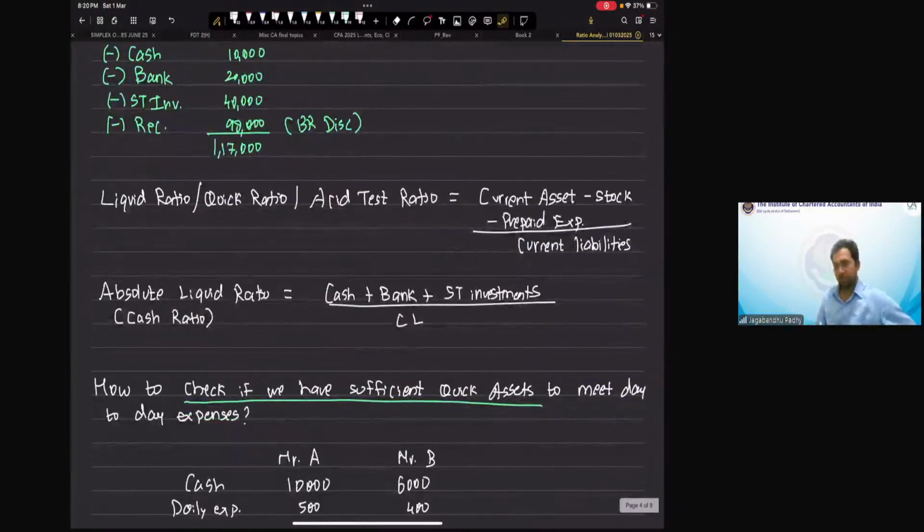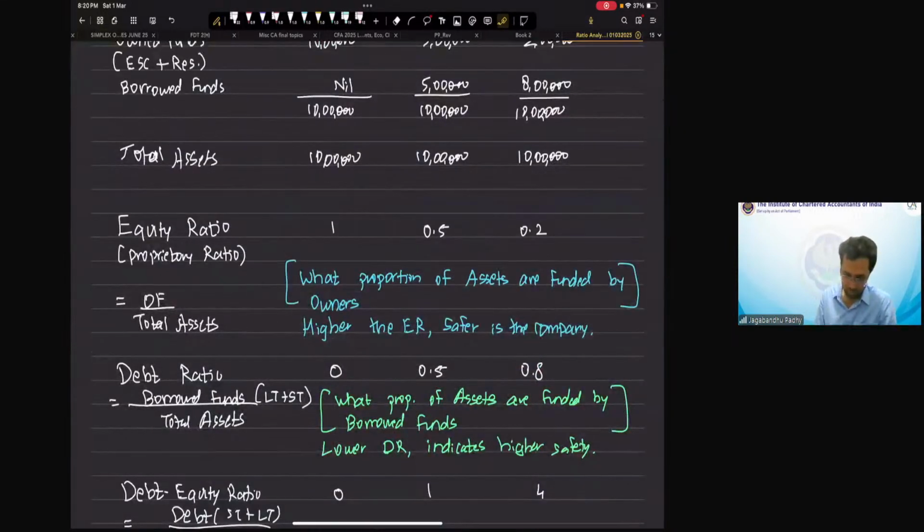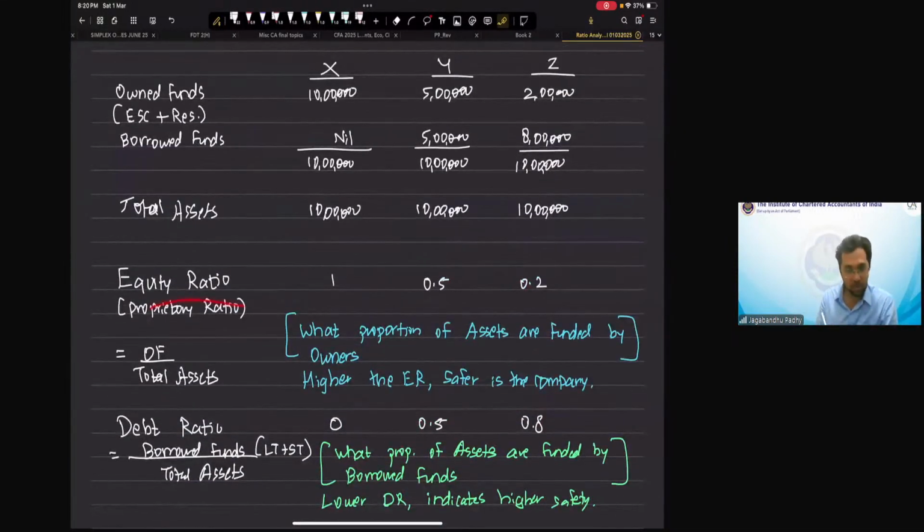We made it even stricter by applying the absolute liquid ratio, which is cash, bank, and short-term investments divided by current liabilities. Then the basic defense interval ratio is what we computed to identify the number of days of expenses, the number of days of cash that we have to bear the expenses. Beyond that, we also learned the equity ratio, which is the proportion of assets funded by equity.